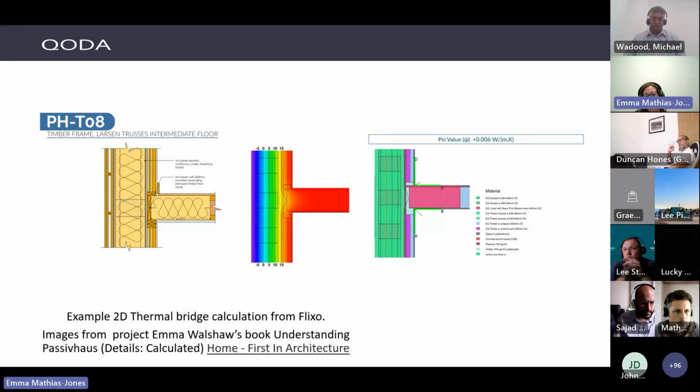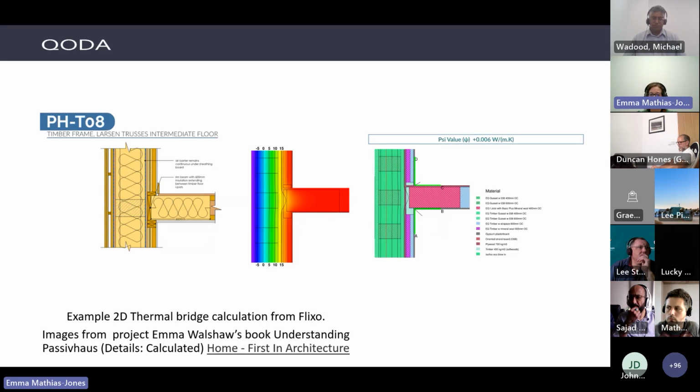These images are from Emma Walshall's book, Understanding Passive House, which is really handy because they've got loads of examples of junctions, your thermal bridge calculation and your psi value for that junction. So it's really useful for early stage ideas for how to improve your junctions, but also a rough psi value of what you can expect, because psi values are quite tricky to predict. So it's nice to find something similar, just so you know roughly what you might be able to achieve.